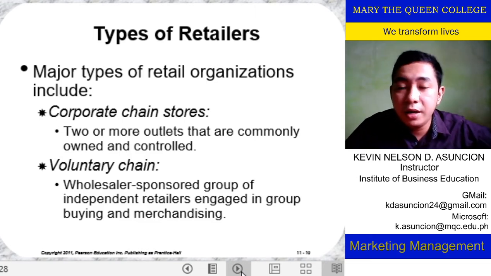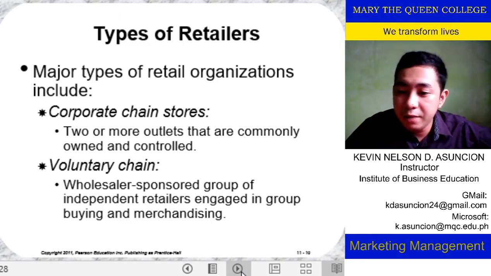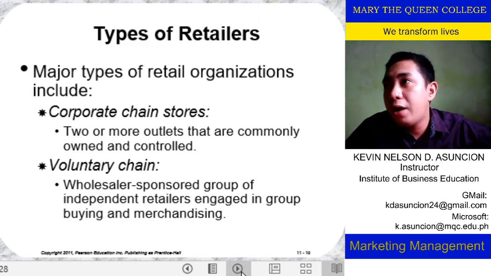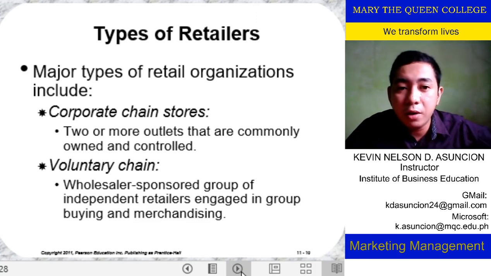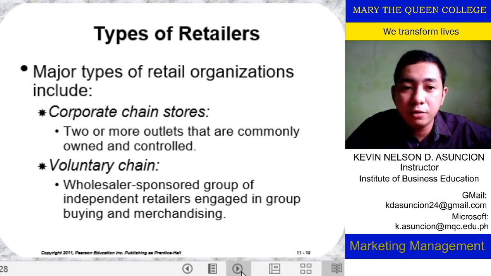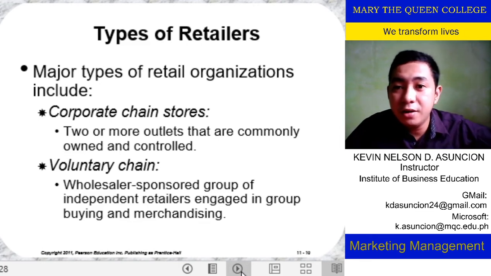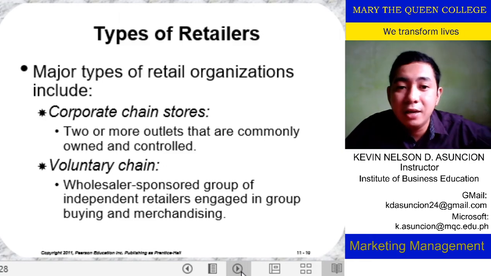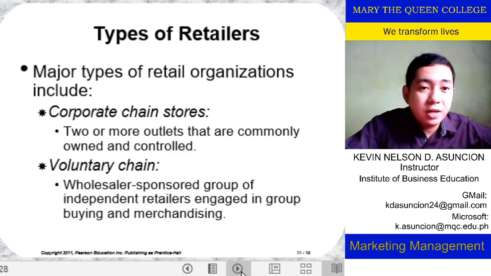But however, not all companies can afford to do that because of the limitations of financial and logistical resources. Now that's why there is what we call a voluntary chain. So what is a voluntary chain? These are third-party sponsored groups of independent retailers engaged in group buying and merchandising. So there are a group of companies that are willing to sell or retail your product. So that's the idea of a voluntary chain.